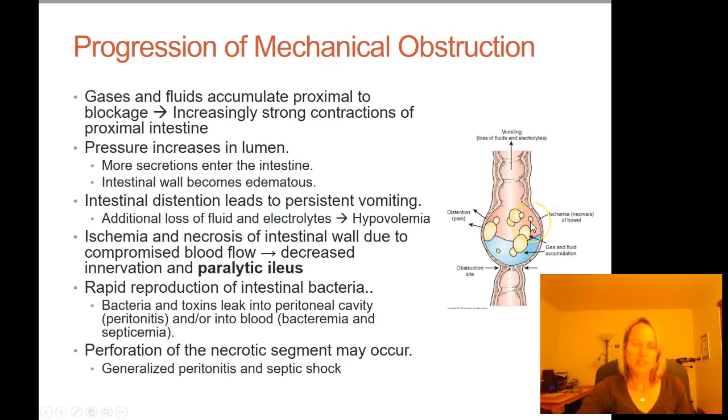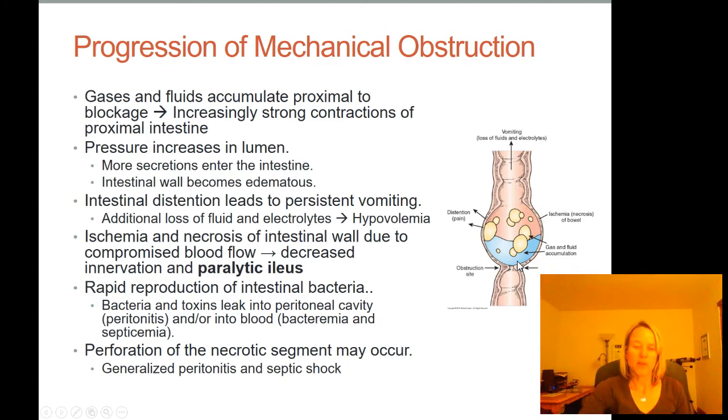This distension is going to lead to vomiting, and then we're going to lose more fluid and electrolytes, and this can cause hypovolemia. We then have ischemia and necrosis of the intestinal wall because we have compromised blood flow, and this is going to cause decreased innervation, which can lead to paralytic ileus, which is a non-mechanical obstruction.